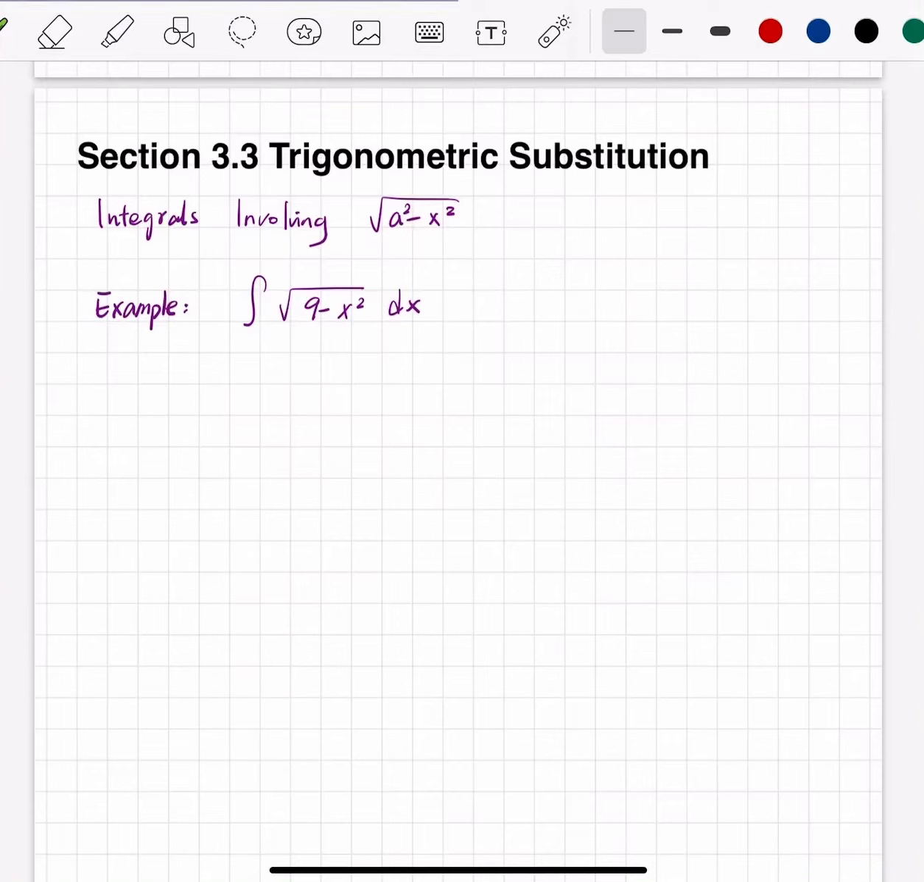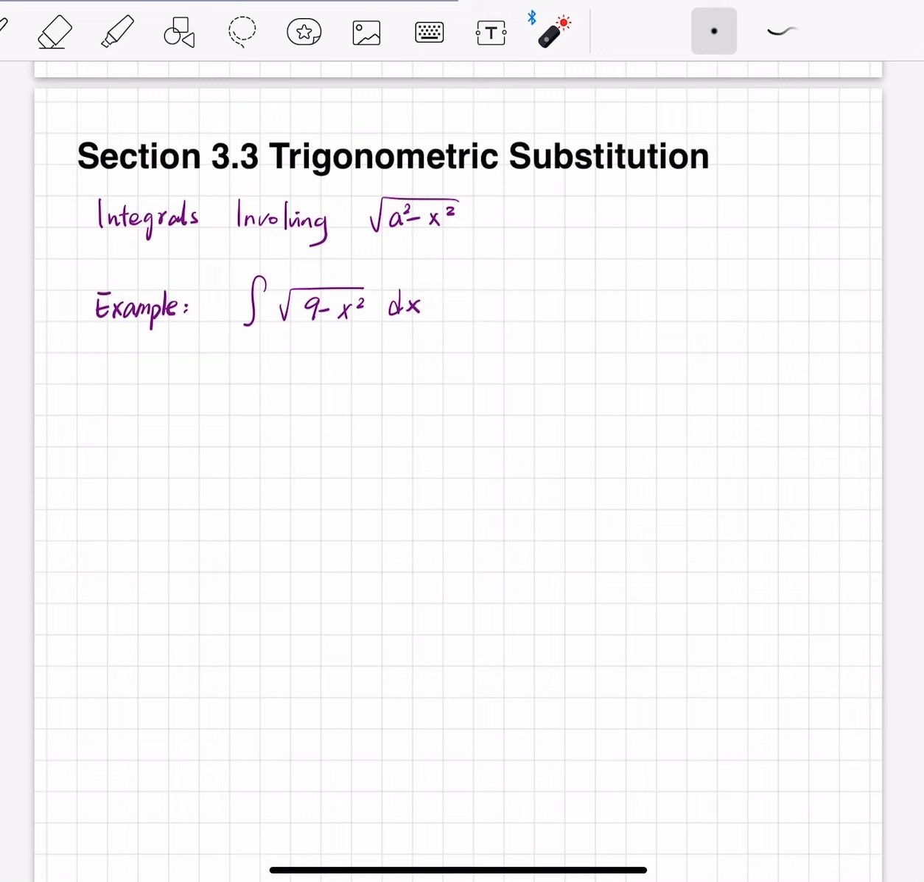The next section we're going to talk about is section 3.3, trigonometry substitutions. There are three different cases. The first one involves the function square root of a squared minus x squared form. Section 3.3 is different than the other sections involving trigonometry.